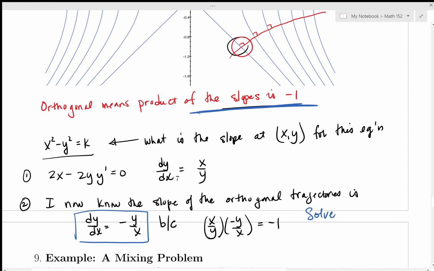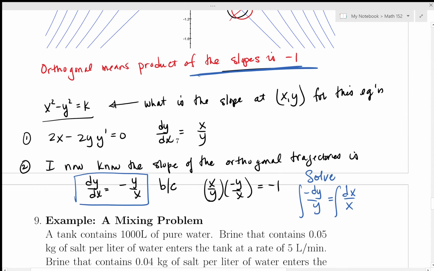And I solved that by separating. So it's minus dy over y equals dx over x. I integrate both sides. And then I find out that, why don't you do this as an exercise to confirm, but I find out that log of xy is equal to D.